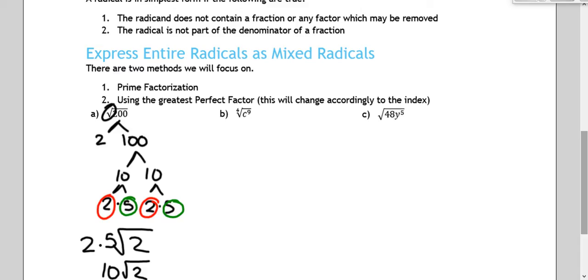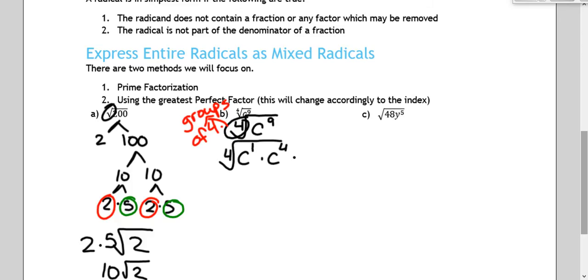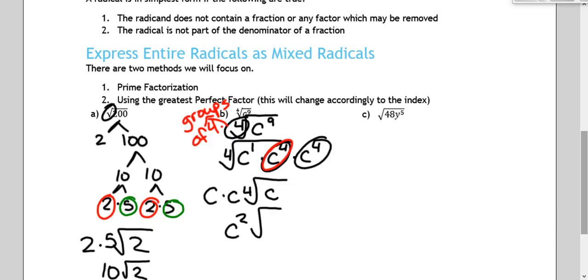Let's see this one. This is the 4th root of c to the power of 9. So we are looking for groups of 4. If I think of groups of 4 in here, that would be 4th root c to the 1 times c to the 4 times c to the 4. So these are groups of 4. So I take one of each of those to come on the outside here. So then it's c multiplied by c, 4th root c, to give us c squared 4th root c.